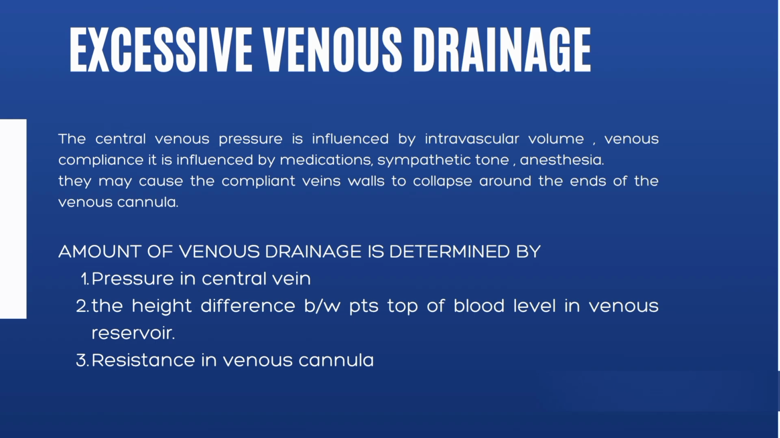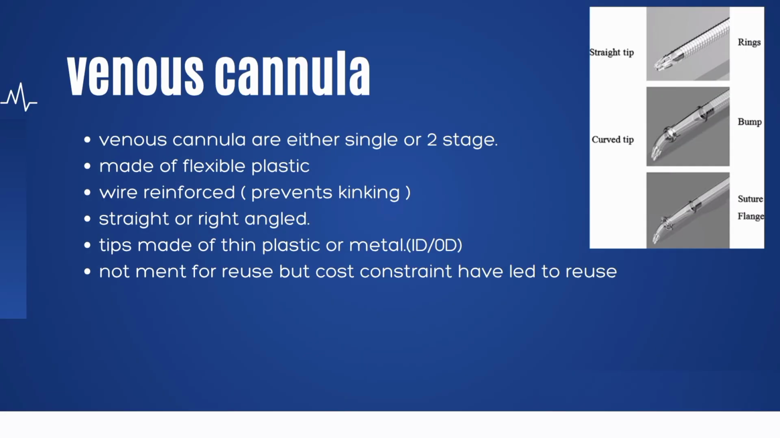The venous cannula comes in several types: bicaval, single atrial, and cavo-atrial. Proper positioning is absolutely critical for efficient drainage. These cannulas are selected as per the procedure. They are typically made of wire reinforced plastic to prevent kinking, and come in straight or angled designs. Although not meant for reuse, cost constraints often lead to sterilized reuse in some centers.